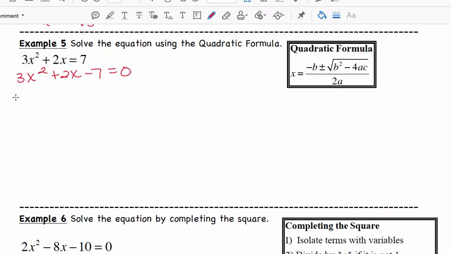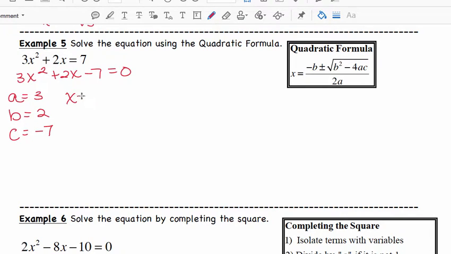And then you're going to pull off your coefficients. A is coming off the x squared term. It's the coefficient of 3. B is coming off your x term. It's the coefficient of 2. And C is the constant, which is a negative 7. And then you can go ahead and plug into the quadratic formula and just clean it up.